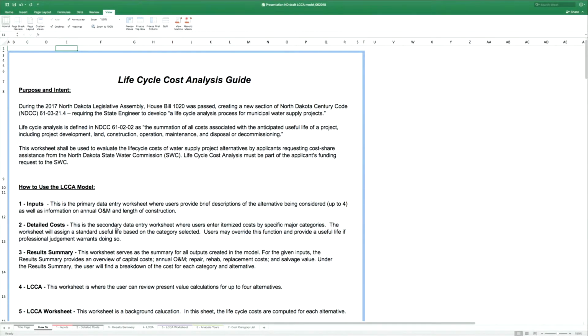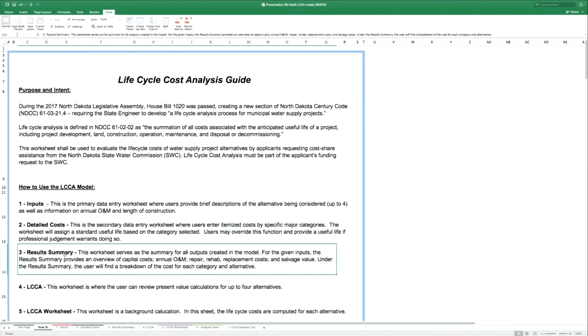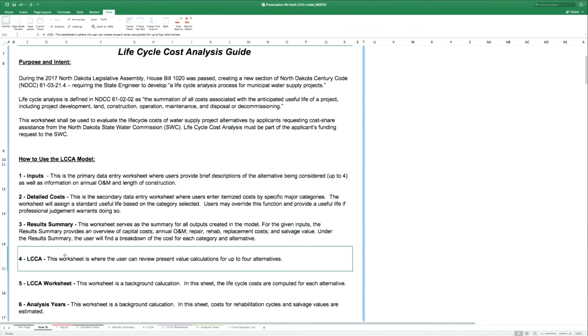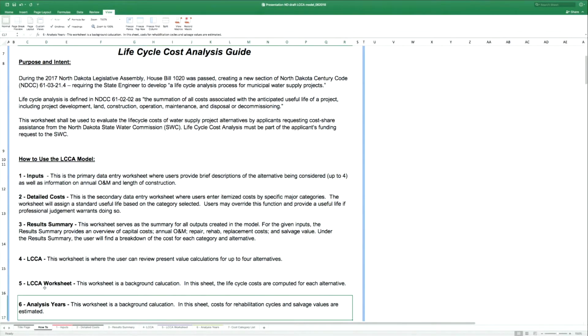And then you have your detailed costs worksheet where you would have come up with your detailed cost estimate. You're going to assign each of those detailed costs to functional cost categories, and then the model does the rest to calculate the expected life or useful life of the equipment and infrastructure, and then uses that to further calculate replacement value, rehabilitation cycle, and the salvage value, if any, on those items. And then you have the other worksheets. For example, you have a results summary that gives you the breakdown of the total present value costs. And if you want to walk through and see how the model's doing the calculations, you have the LCCA worksheet, which gives you a detailed year-by-year breakdown of the present value costs, and then all the background calculations occur in worksheets 5 and 6.